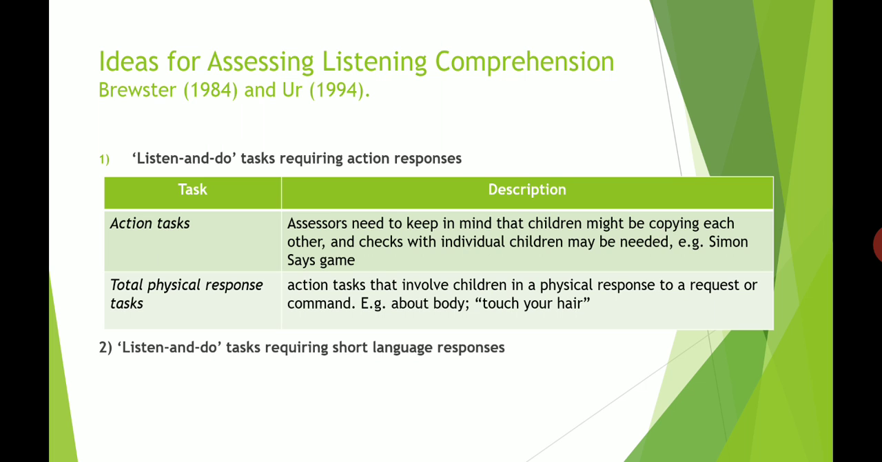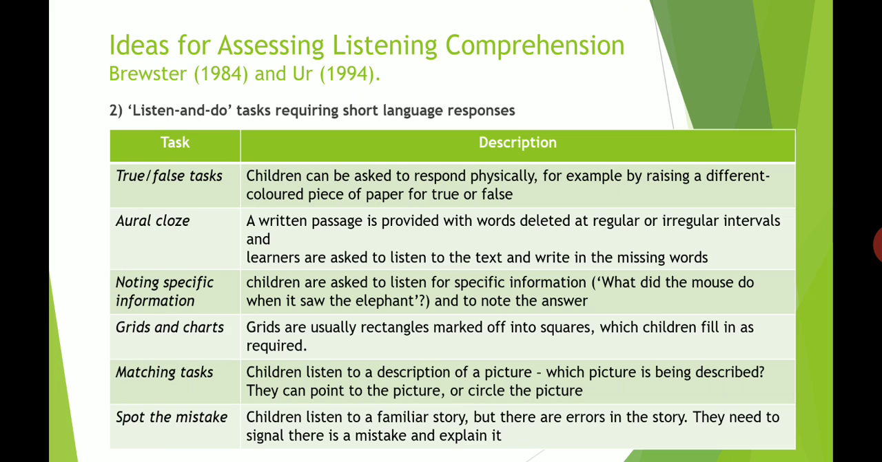Listen and do tasks requiring a short language response. The task can be true or false tasks. Children can be asked to respond physically, for example, by raising a different colored piece of paper for true or false. Oral cloze: a written passage is provided with words deleted at regular or irregular intervals. Noting specific information: children are asked to listen for specific information. What did the mouse do when it showed the elephant? And to know the answer.